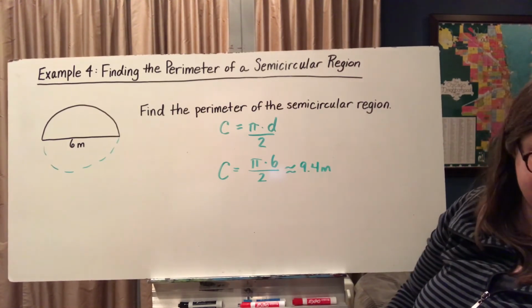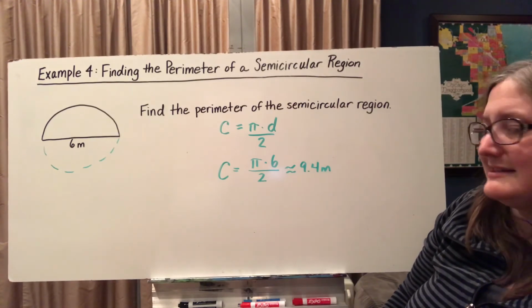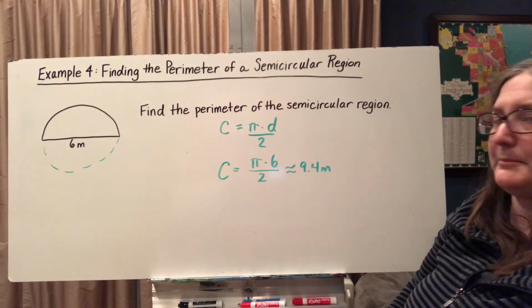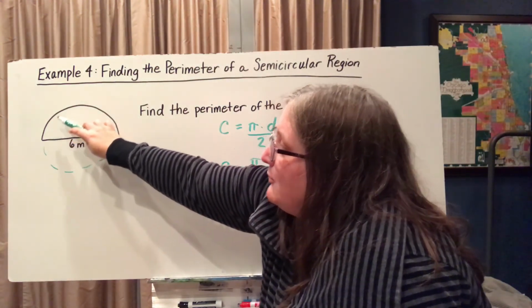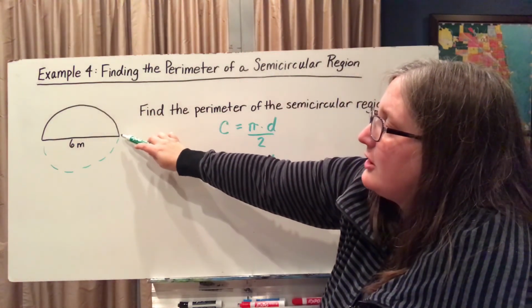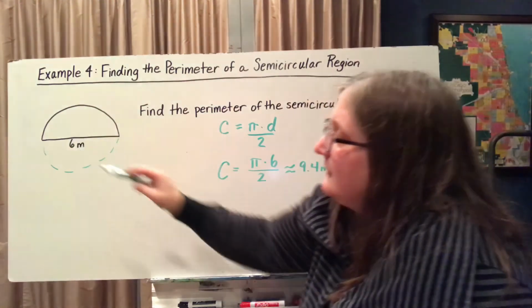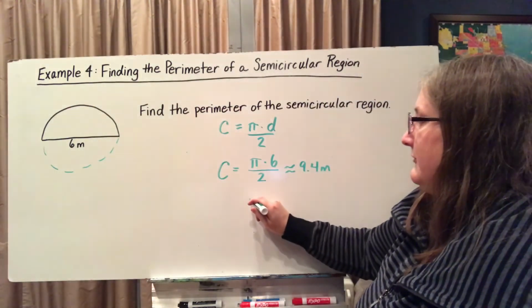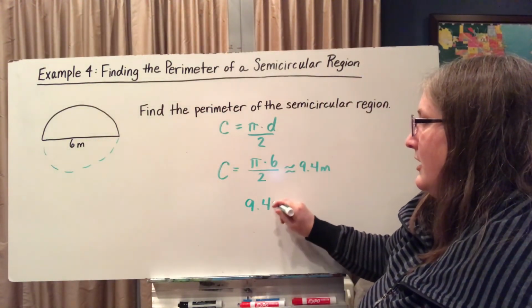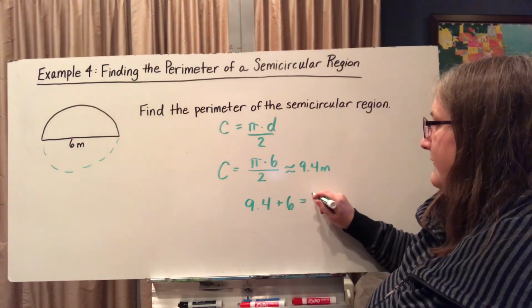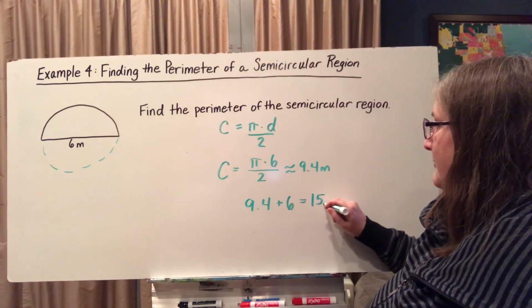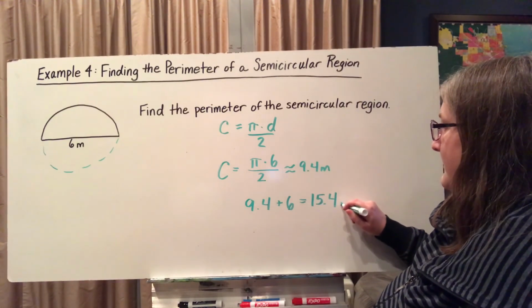Now the only thing I have to consider here is that since this is a semicircle and I'm finding the perimeter, I want to go all the way around the shape. The 9.4 meters takes me around the curvy part, but I have to add in the straight side too. So now I have to do 9.4 plus 6 for a grand total of 15.4 meters.